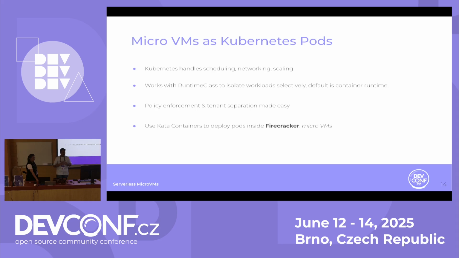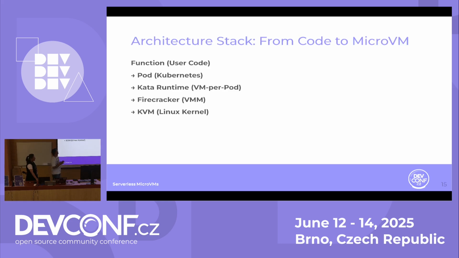Also, after that, we are giving the runtime class over here. The runtime class we are using is the Kata container runtime. So why are we using Kata containers over here? Because it provides the Firecracker binary, which helps our pods run inside the micro-VMs. So this is the architecture stack we are looking at.